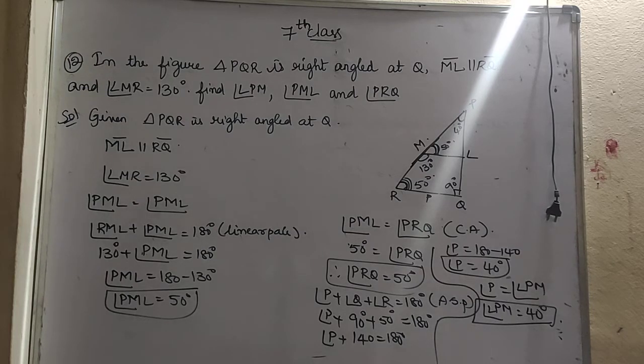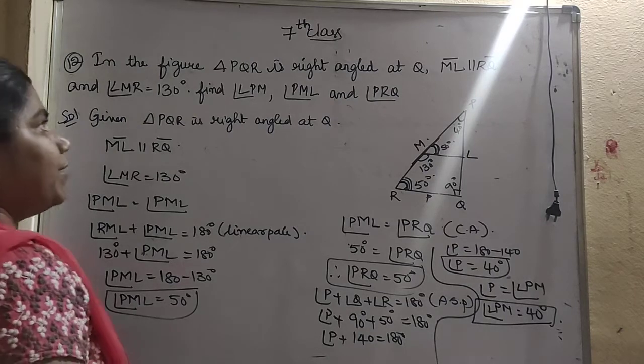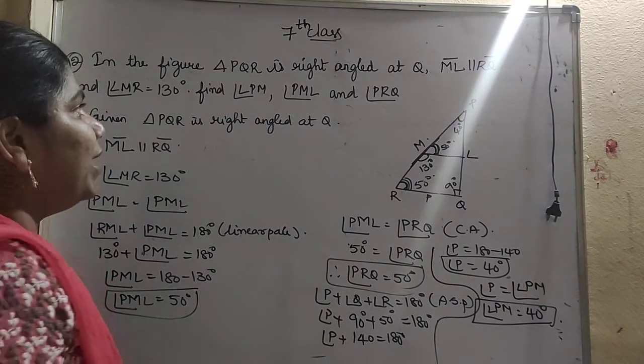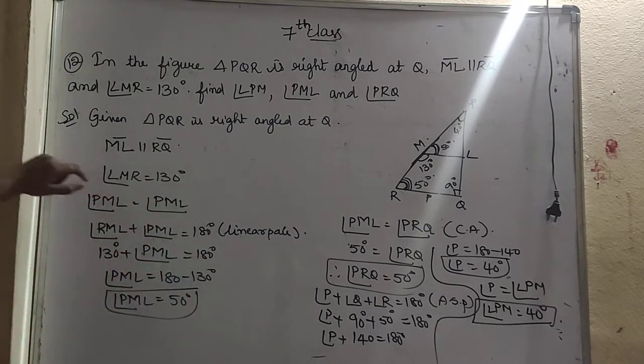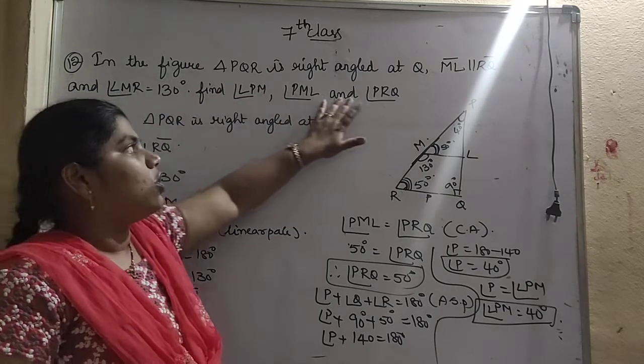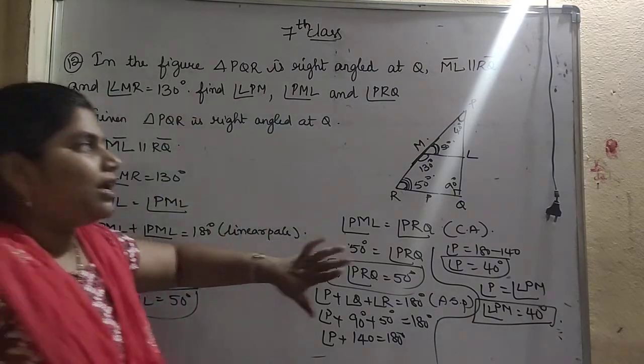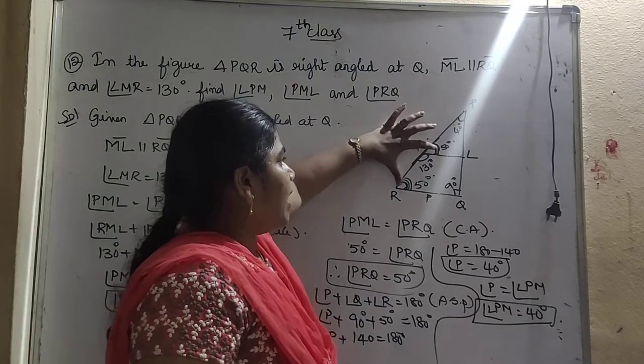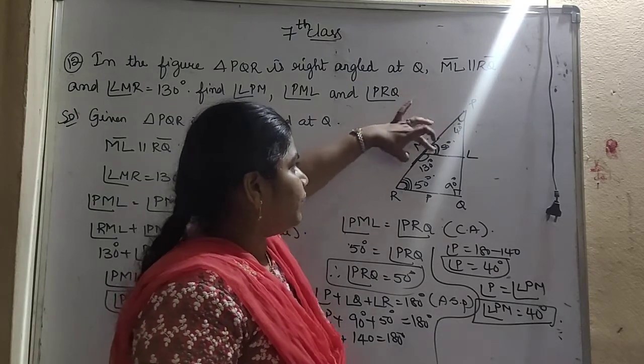So once again you can see here. In the figure, triangle PQR is a right angle triangle at Q. ML line segment is parallel to RQ line segment, and they have given that angle LMR is equal to 130. Find all these angles. So which angles we have to find? P, M, R. So these parts we have to find.